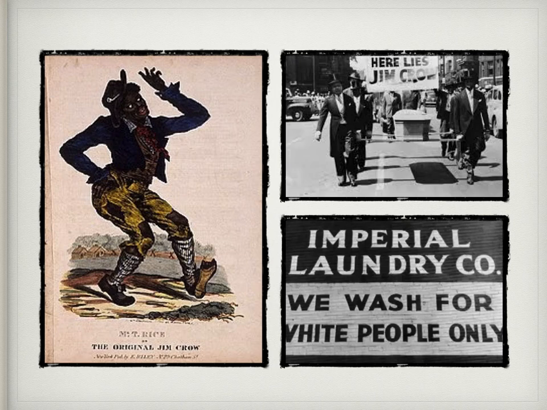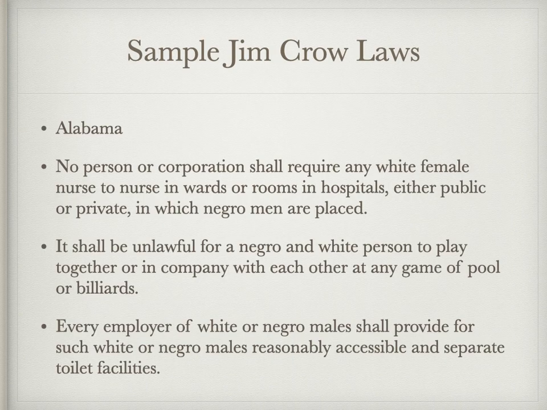I want to give you a couple of examples of these Jim Crow laws. In Alabama, no person or corporation shall require any female nurse to nurse in wardrooms in hospitals, either public or private, in which Negro men are placed. There's a lot of words there, and I'm sure that's just because of the legal stuff. But this is again just this idea that you want to keep white women and black men separated. It shall be unlawful for a Negro or white person to play together or in company with each other at any game of pool or billiards.